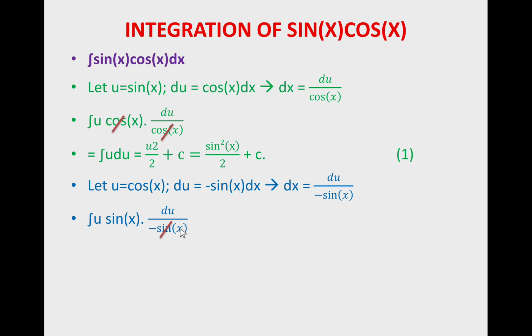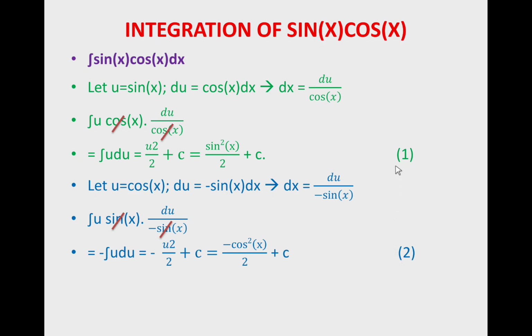Now we have sine x in the numerator and denominator, so we get rid of them, and we end up with a function that's easy to integrate, which is negative integral of u du. That will be equal to negative u squared divided by 2 plus a constant. If we replace u by its original value, cosine x, then we have the result negative cosine squared x over 2 plus a constant. This is our equation number 2.